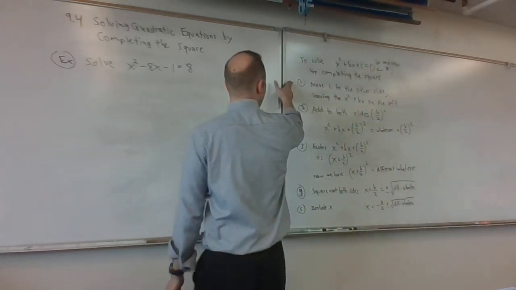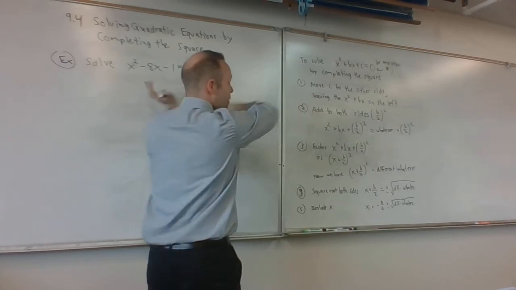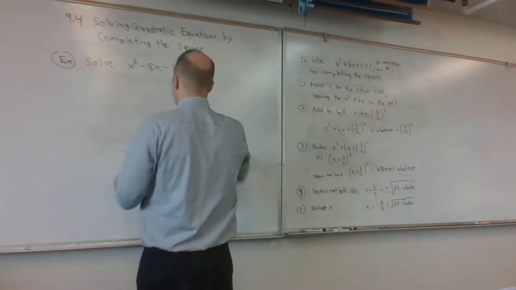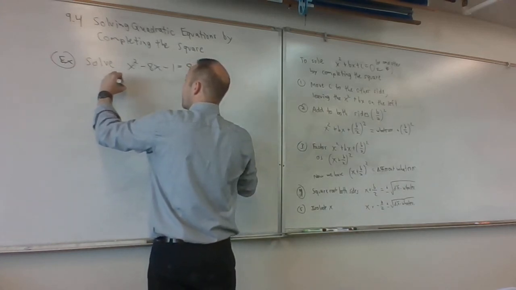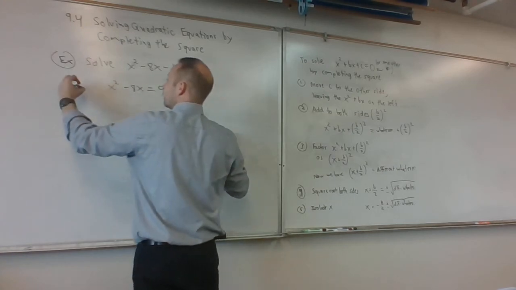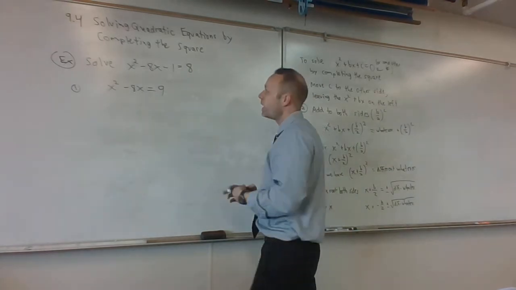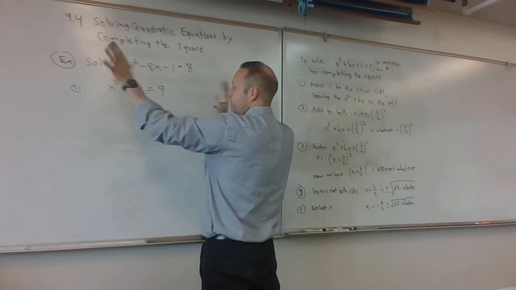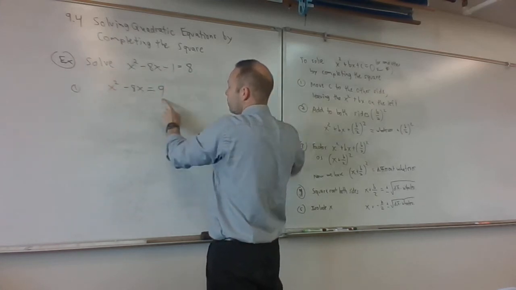So step 1, move any number that is by itself to the right-hand side, leaving you with just the x squared plus bx on the left. So I'm going to start out by adding 1 to both sides. That's going to give me x squared minus 8x equals 9. That was my step 1, if I let you know the steps that we're following. I added 1 to both sides, so my negative 1 plus 1 left me with no constants on the left, and then 8 plus the 1 gave me 9.